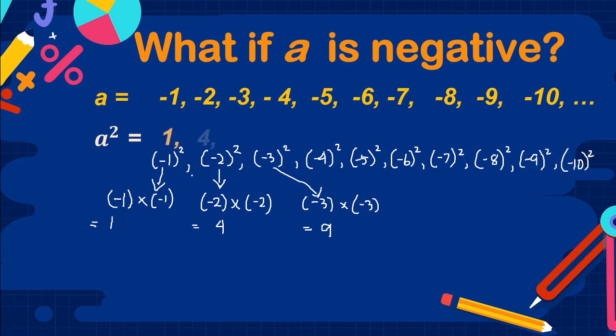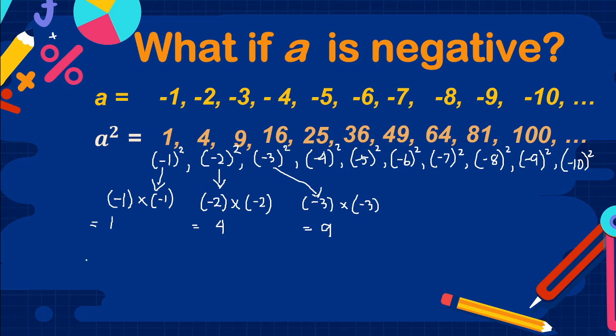Negative 2 quantity squared is positive 4. Negative 3 quantity squared is 9. Negative 4 quantity squared is 16. Negative 5 quantity squared is 25. Negative 6 quantity squared is 36. Negative 7 quantity squared is 49. Negative 8 quantity squared is 64. Negative 9 quantity squared is 81. Negative 10 quantity squared is 100.